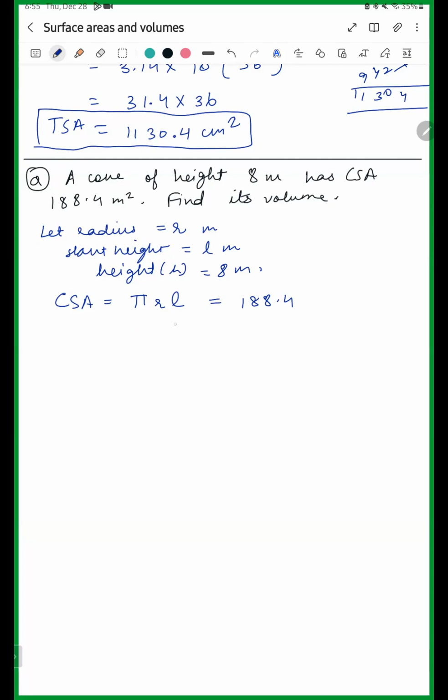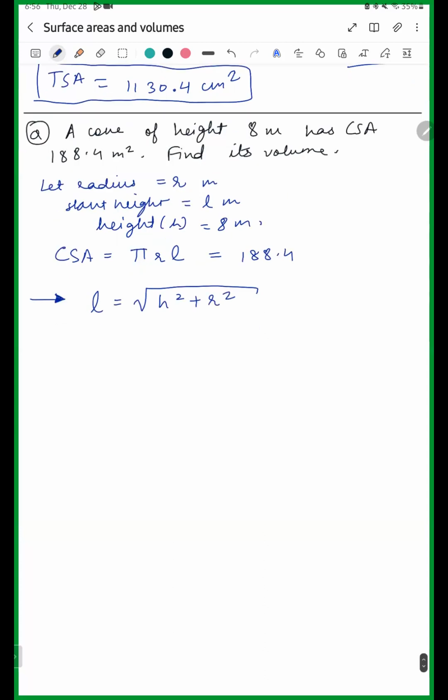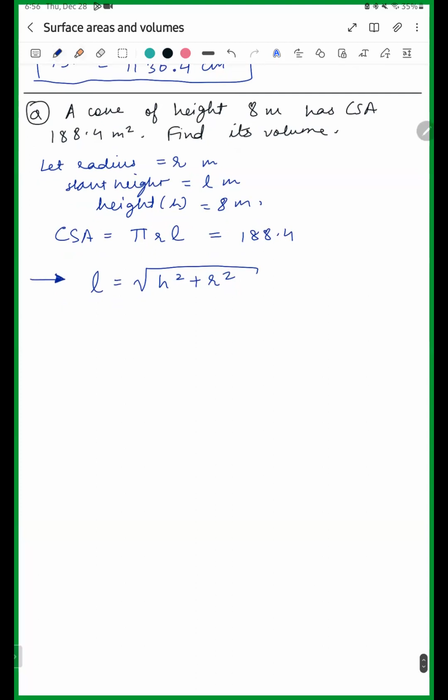But L is not given. So in place of L, now we know that L can be, this is the important step of this question. You have to write L as under root h square plus r square. Okay. You have to substitute this formula of L inside this formula. So then it becomes pi r into L, which is under root h square plus r square, gives you 188.4.